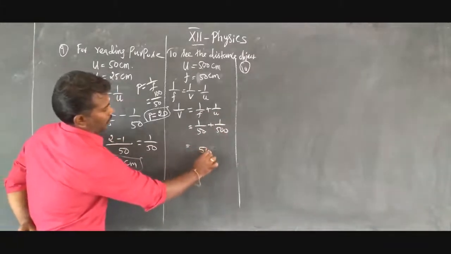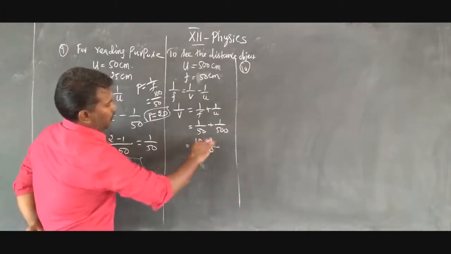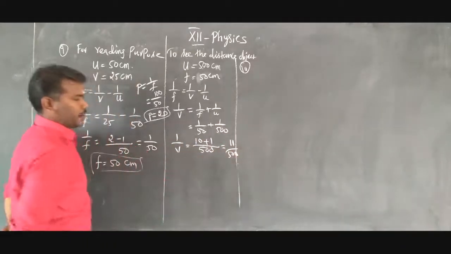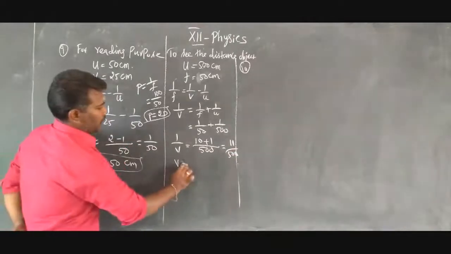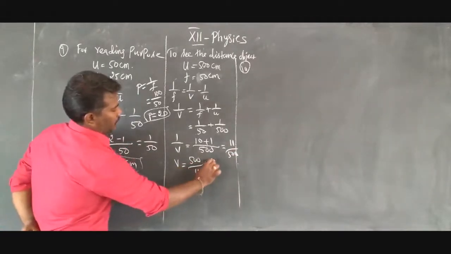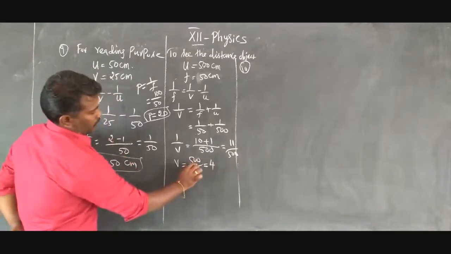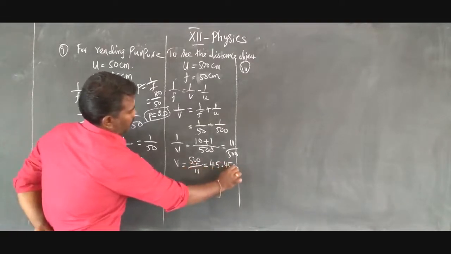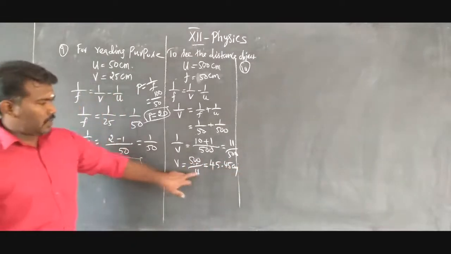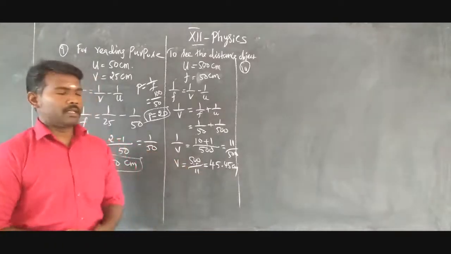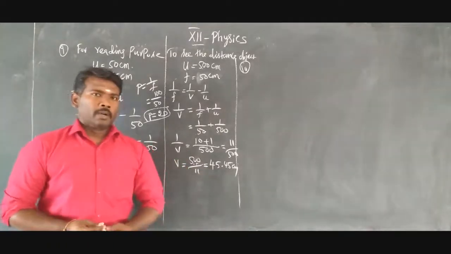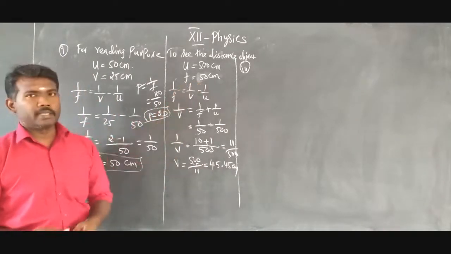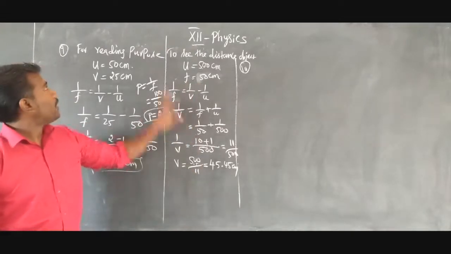So 1 by V is equal to 10 plus 1 divided by 500, which is 11 divided by 500. So V is equal to 500 divided by 11, which is V equal to 45.45 centimeter. This is the maximum distance for the particular person having the focal length of the lens equal to 50 centimeter. So this is the answer for the 9th question.